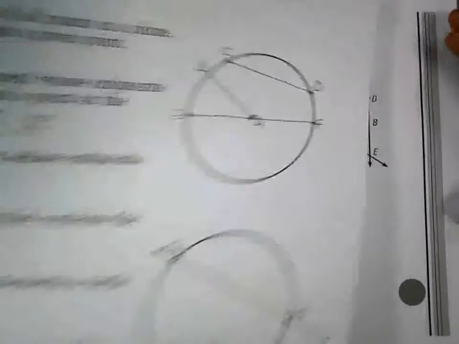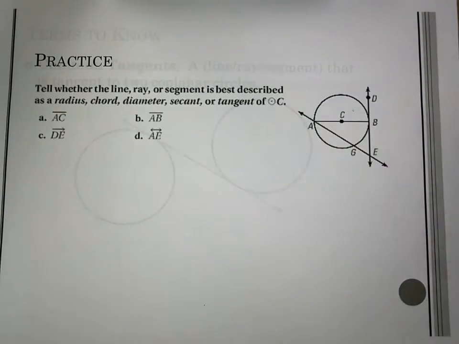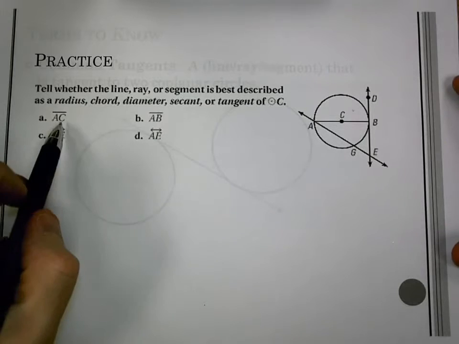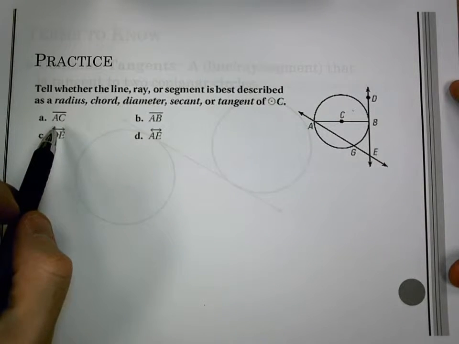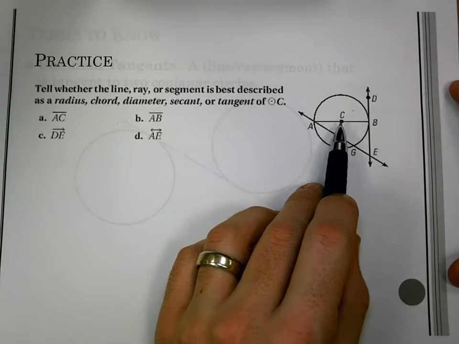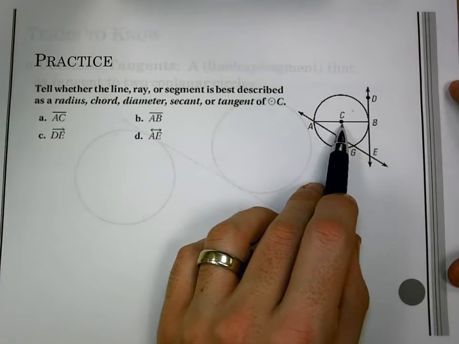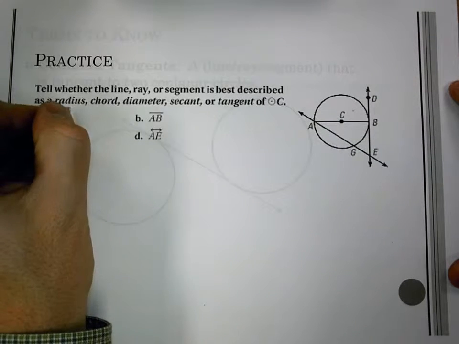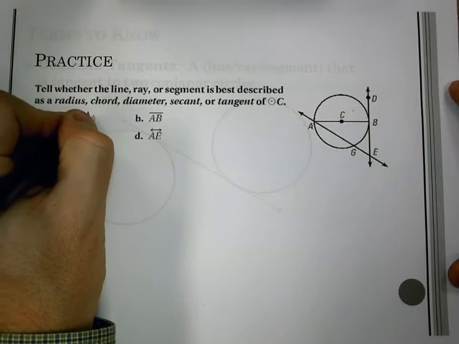Okay, so if we look at applying these now, we have an example. We have to determine whether a line, ray, or segment is a radius, chord, diameter, secant, or tangent. If I look at AC, AC is a segment. It's going to be a segment that starts at A, ends at C. It ends on the center of the circle, so that's going to make it a radius.